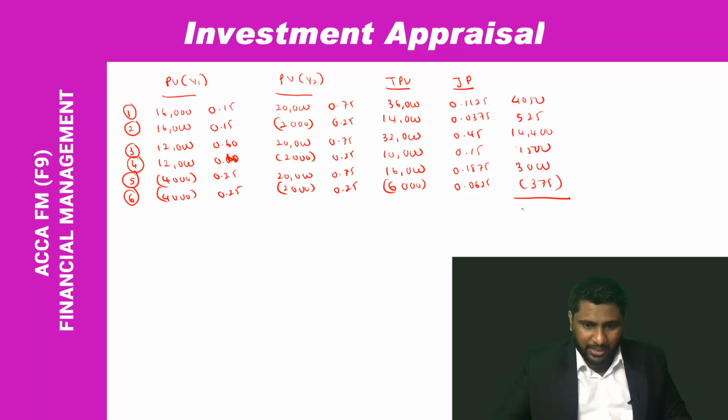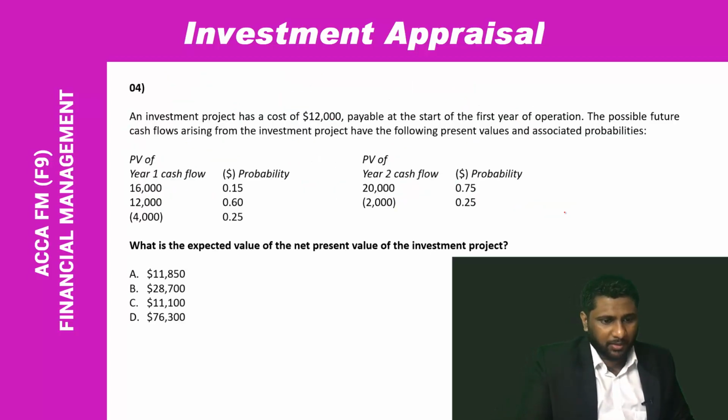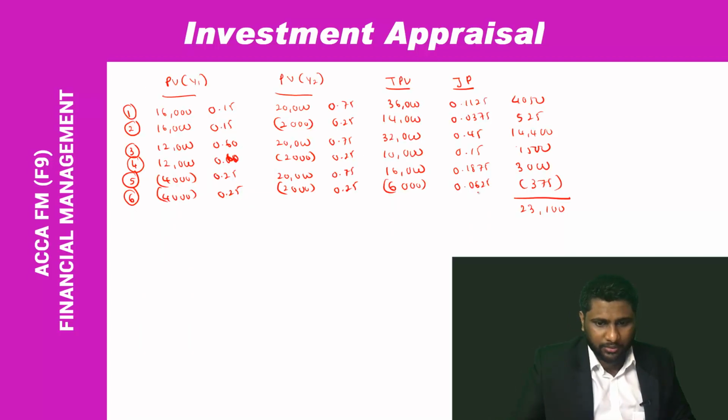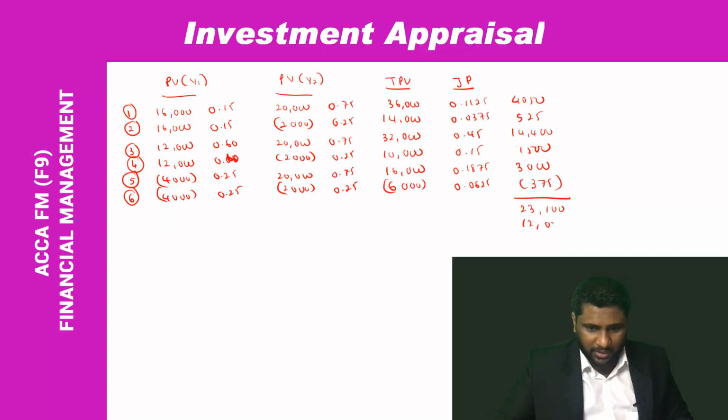So you are getting here 23,100. Your investment amount is how much? 12,000. Investment amount is 12,000. So here you are getting an NPV of how much? Expected NPV. It is 11,100.